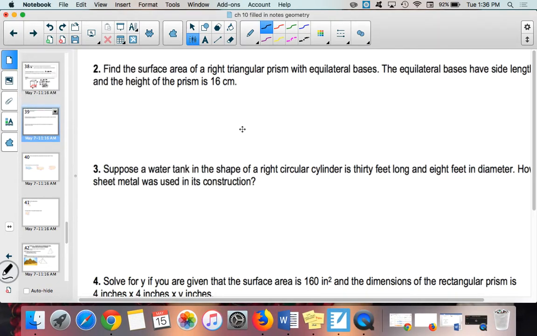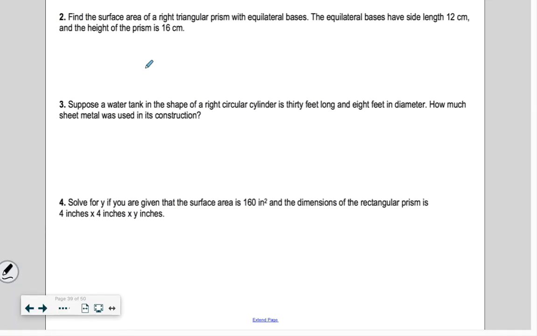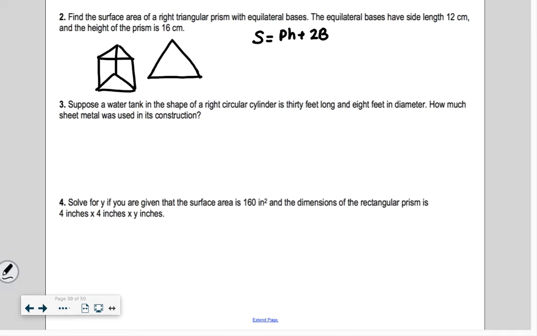All right, so number 2: find the surface area of a right triangular prism with equilateral bases. Some of you are saying, how do I even draw this? It's okay if you can't draw it. I always draw the little triangle, and then it's like that, right? So it's equilateral bases. If you want to just draw an equilateral triangle and think, okay, this is one of my bases, that's fine. So we want to find the surface area, which is the perimeter times the height plus 2B. So we want to know what the area of the base is.